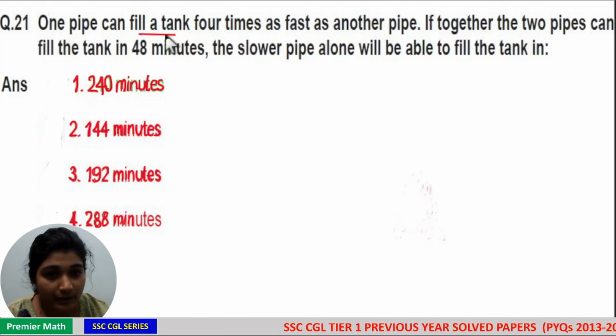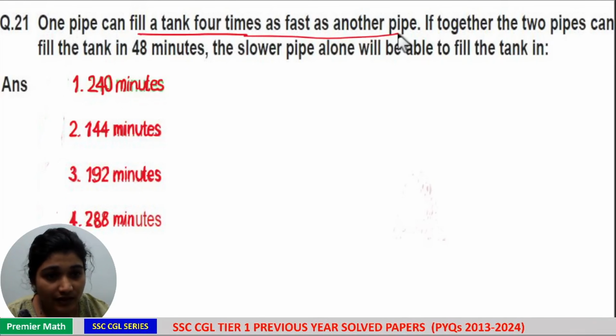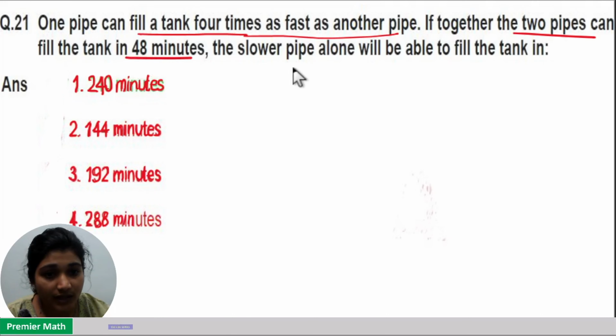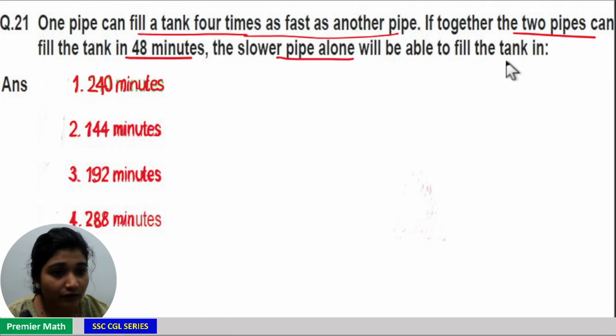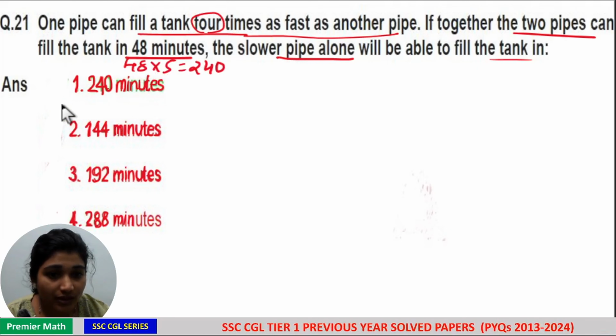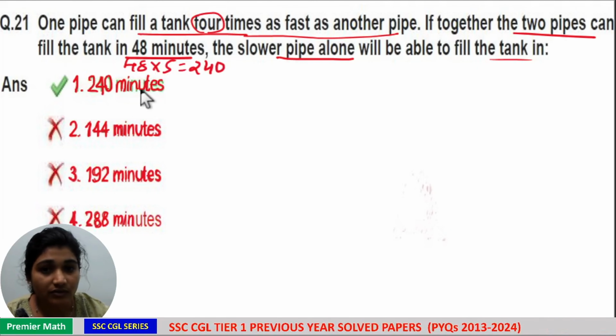One pipe can fill a tank 4 times as fast as another pipe. If together the two pipes can fill the tank in 48 minutes, the slower pipe alone will be able to fill the tank in? Here 4 plus 1 is 5 and 48 into 5 is equal to 240, which means option 1 is your answer.